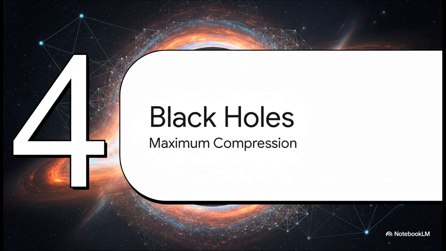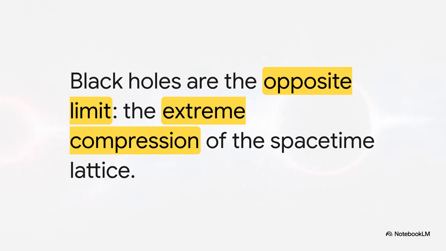All right, so let's flip the script. If expansion is space-time relaxing and getting softer, what happens when you go to the complete opposite extreme? Well, that's where black holes come in, and this model sees them as the ultimate state of compression. What's so cool about this is that you don't need a whole new set of physics to explain black holes. They're just the other end of the spectrum. They are the absolute maximum compression and stiffening of the space-time lattice. Not some weird separate thing, but the literal inverse of cosmic expansion.